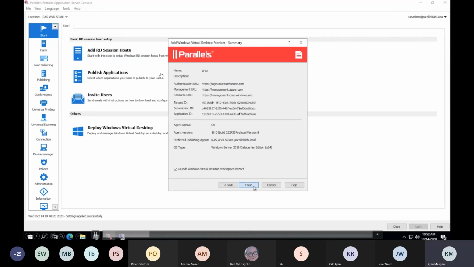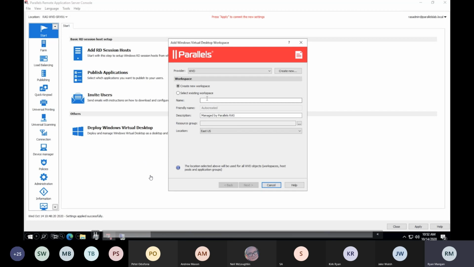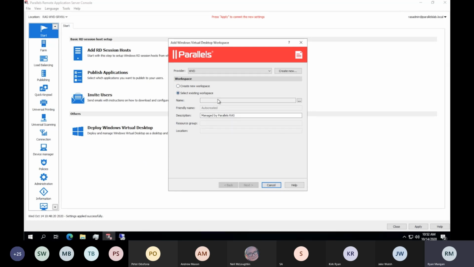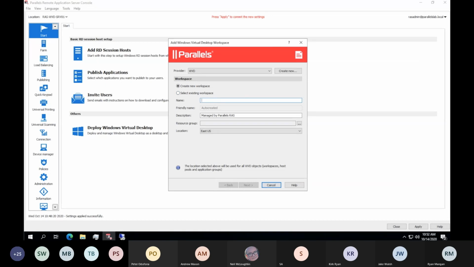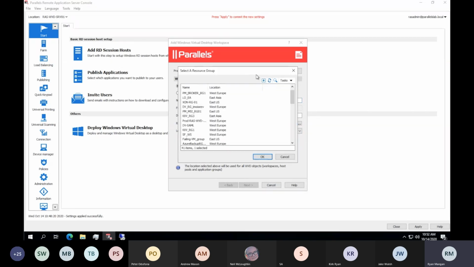Okay, so that's established the provider and that's all set up. And then what will happen is it'll ask you to create a workspace in Windows Virtual Desktop or use an existing one, as you can see here. So this will then call back to the Azure portal with the APIs and do all the provisioning for you without you having to do anything else.